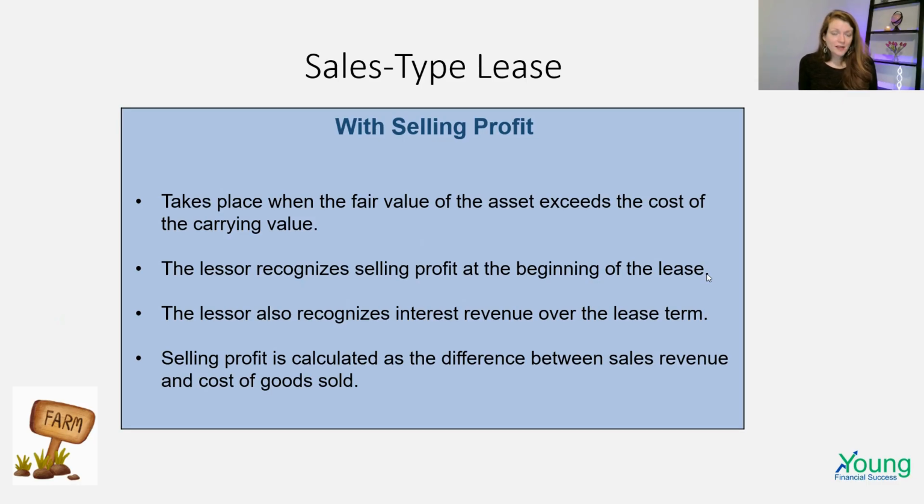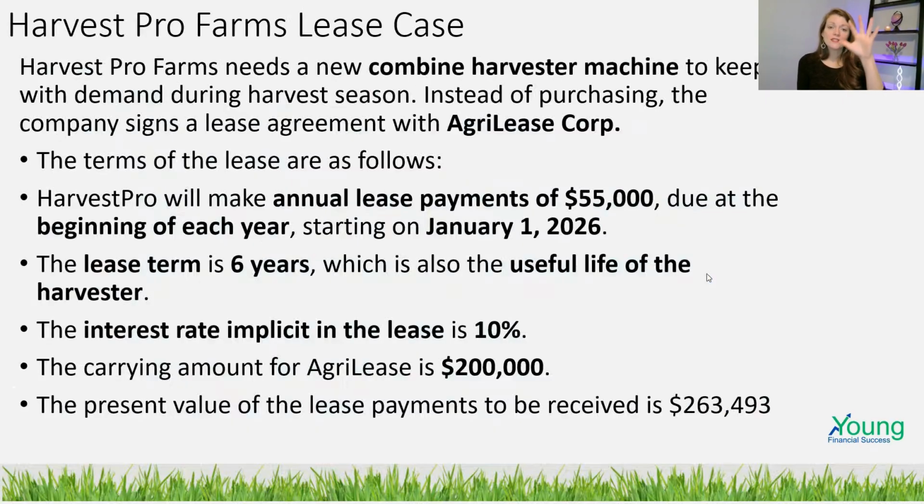The lessor also recognizes interest revenue over the lease term, just like we saw before. Selling profit is calculated as the difference between the sales revenue and the cost of goods sold. You're used to this with other types of inventory, so let's look at it with a lease. So we've got the same situation here, except the big difference is the carrying amount for the lease. It's not 263,493, it's just 200,000. So the present value of the lease payments is 263,493, but the carrying amount for the lease is 200,000. So there's going to be some profit there. So that's what we're going to record next.